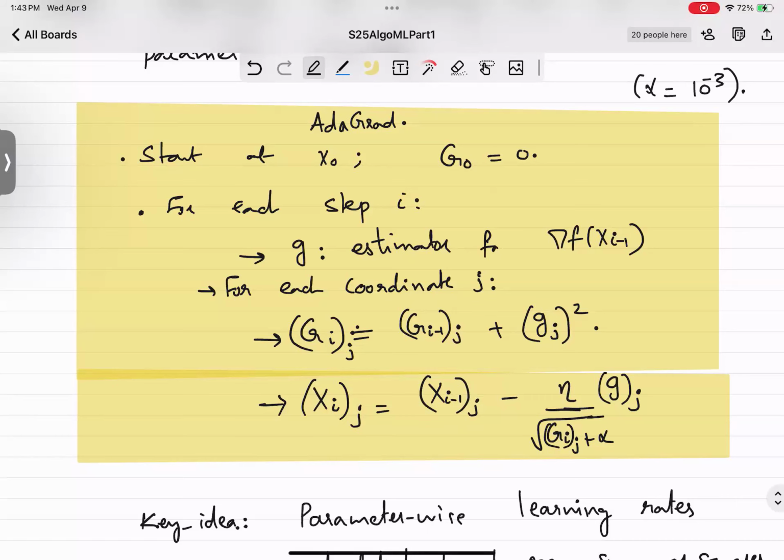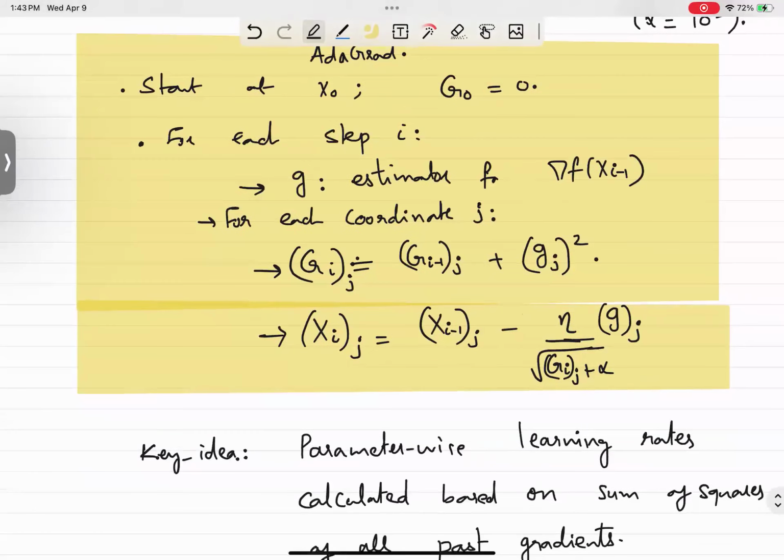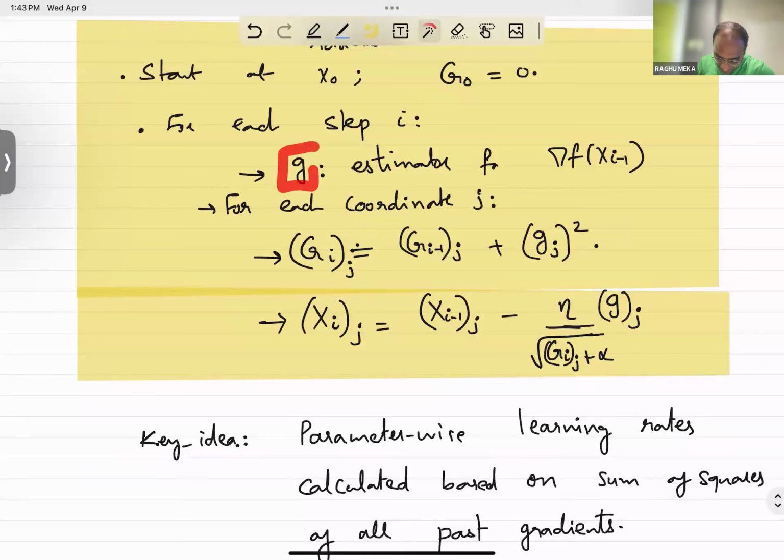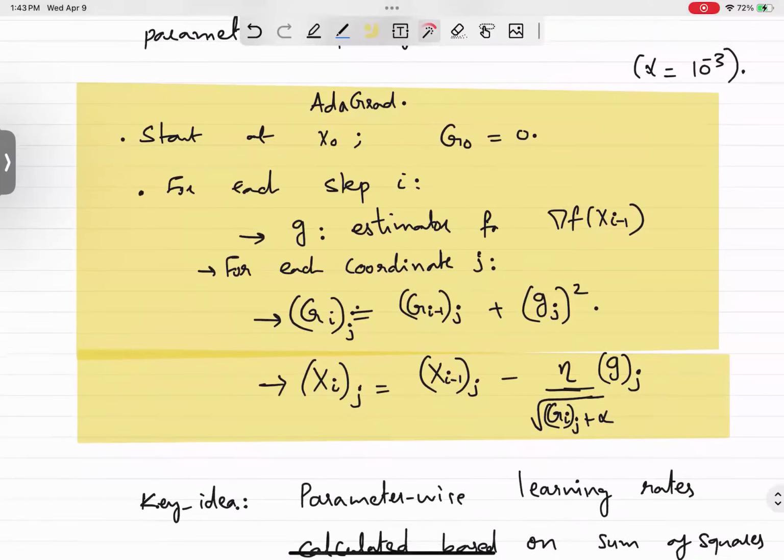Professor, I wonder what's the difference between capital G and lower-case g? So, the lower-case g is our estimator for the gradient. And capital G is aggregating all of the different gradients that we've seen. It's the sum of squares of the gradients, more or less, in each coordinate. Okay, got you. Thank you.